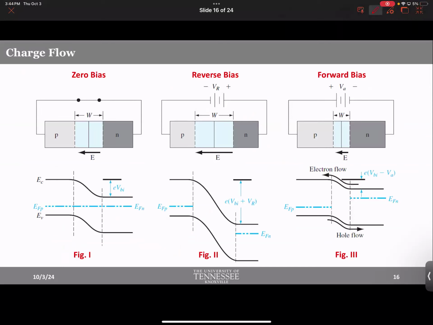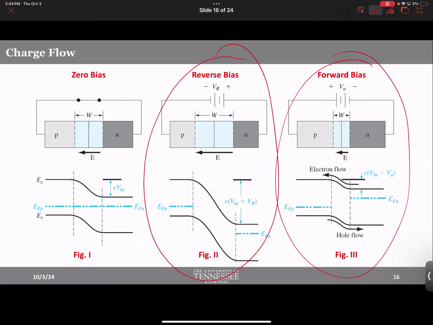In the next class, we'll start with, we have started looking at non-equilibrium here. So we'll start applying bias. So far, we have covered everything in thermal equilibrium. Moving forward, we'll do non-thermal equilibrium.